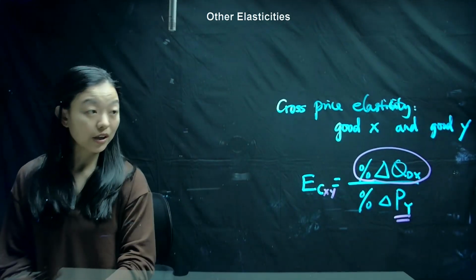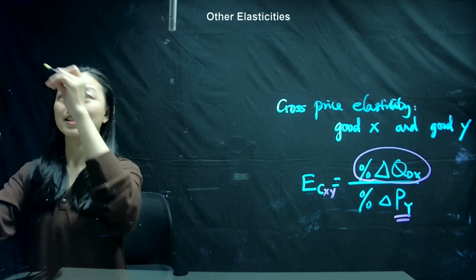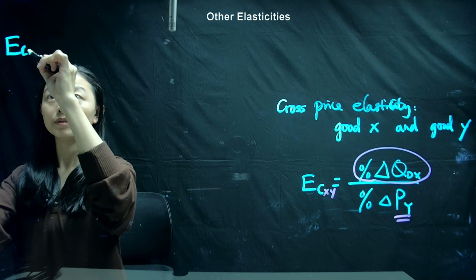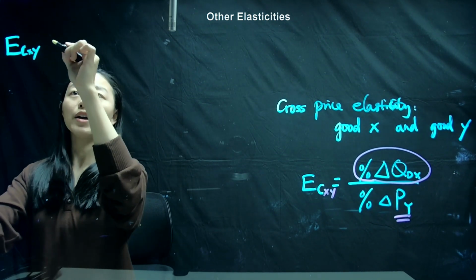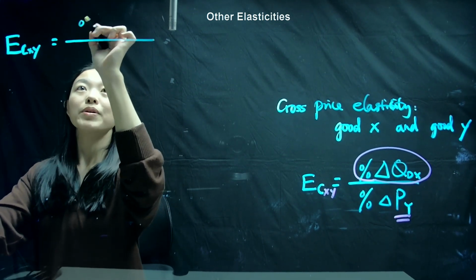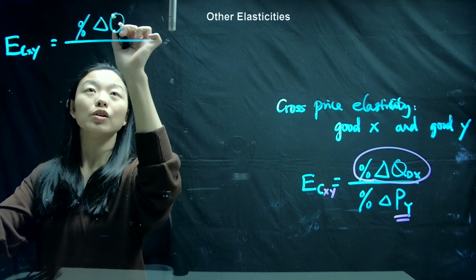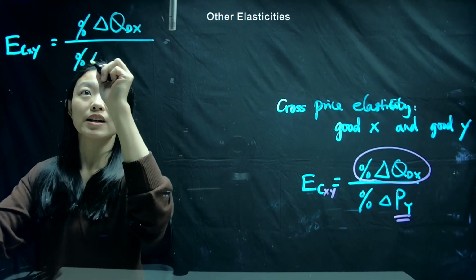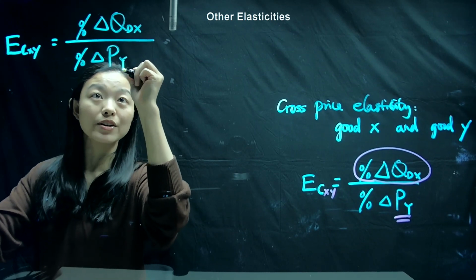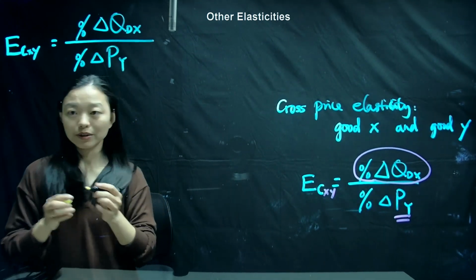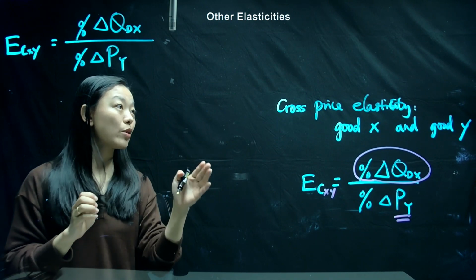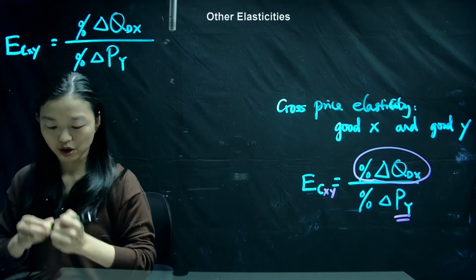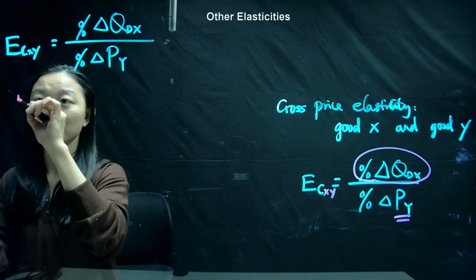Okay. So as far as we know, the cross price elasticity between X and Y will equal the percentage change in good X's demand divided by the percentage change in good Y's price. Okay? So if the question tells you the percentage change directly, you can use this formula. If not, you should also use the midpoint method. Okay?